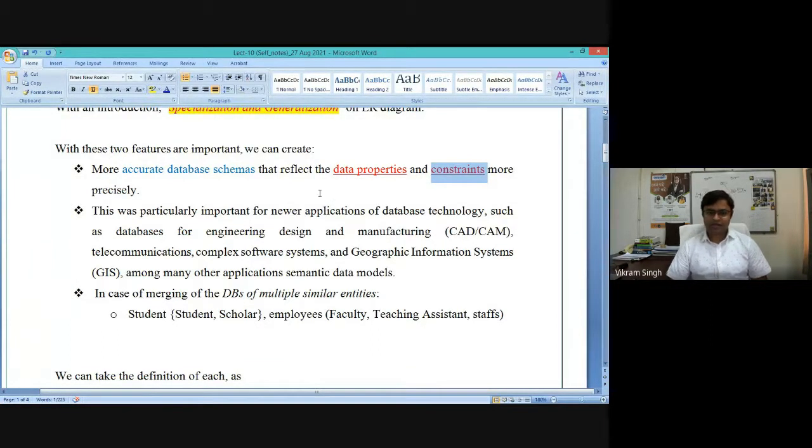It is said that particularly in newer applications of database technology, such as databases for engineering design and manufacturing using CAD/CAM, telecommunication, complex software system design and GIS system design, there are various business requirements where there could be a higher number of entities for the given data requirement. So we need to perform either specialization or generalization.